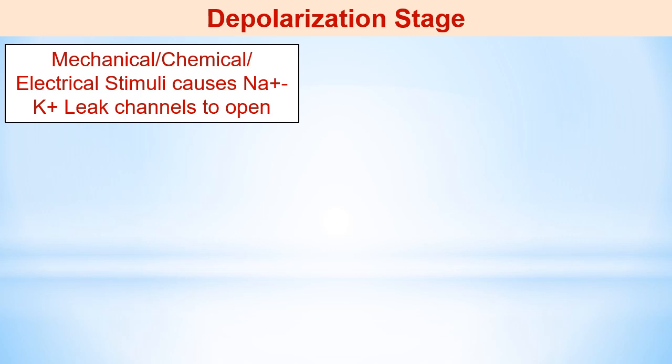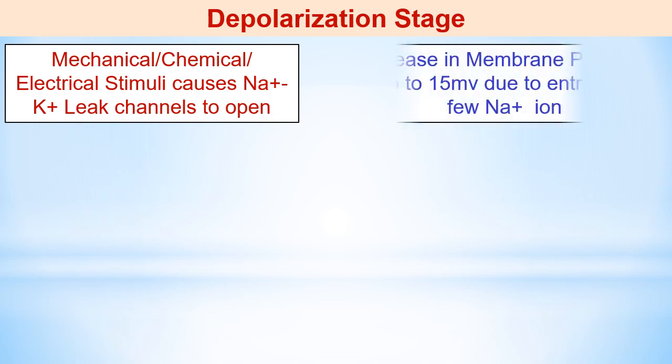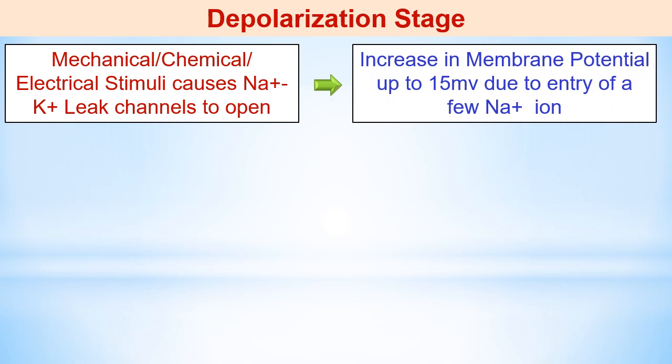So let us discuss here the depolarization stage of the action potential. Here, if any mechanical, chemical or electrical stimulus reaches the plasma membrane of a neuron, it causes sodium potassium leak channels to open. And because of this opening, an increase in membrane potential of up to 15 millivolts is achieved. And that is because of the entry of a few sodium ions through these sodium potassium leak channels.